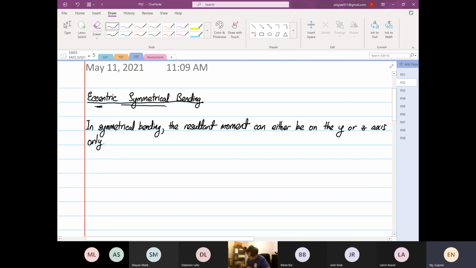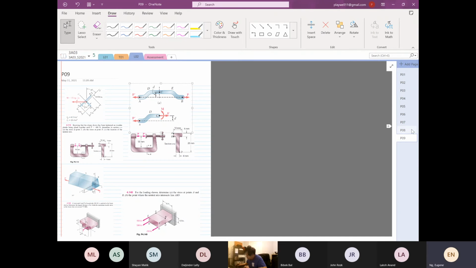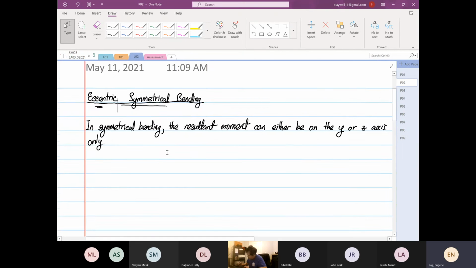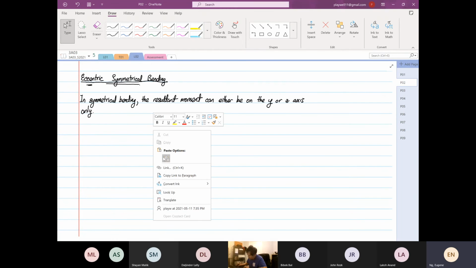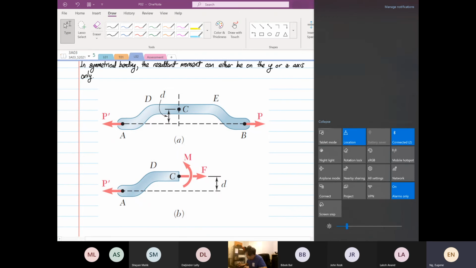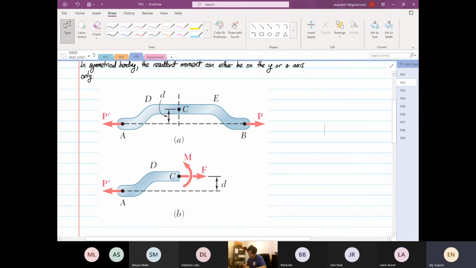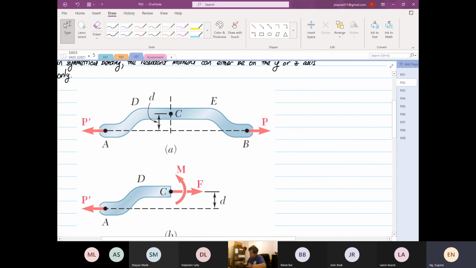So what do we mean by eccentric? Eccentric usually means crazy in human terms, right? So again, you have all these images on Avenue to Learn. Over here, what we see now is a structure under eccentric bending. So let me write up the formula first.